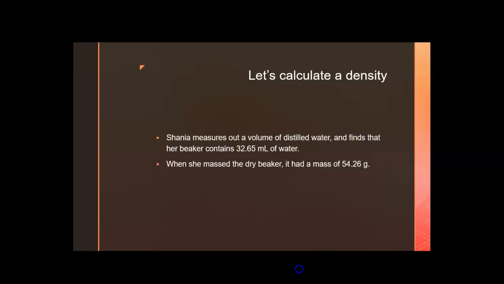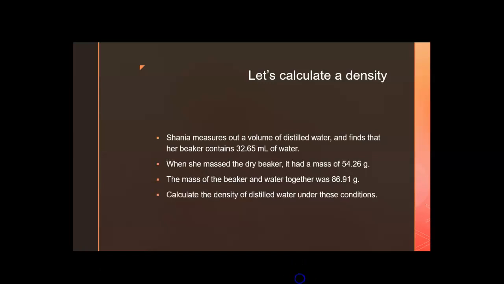But that's her number. When she massed the dry beaker, that container, it had a mass of 54.26 grams. The mass of the beaker and water together was 86.91 grams. Calculate the density of distilled water under these conditions. Let's see how to do that.